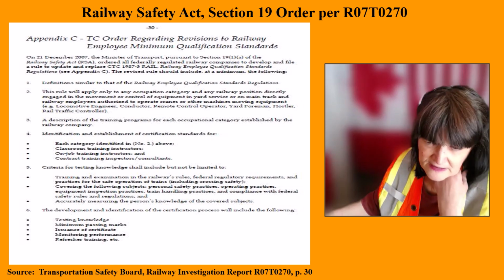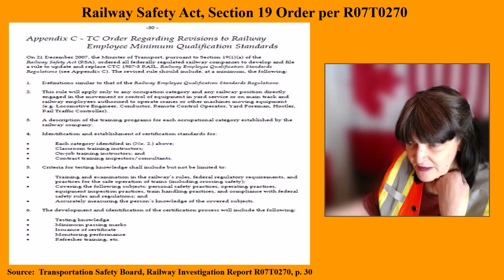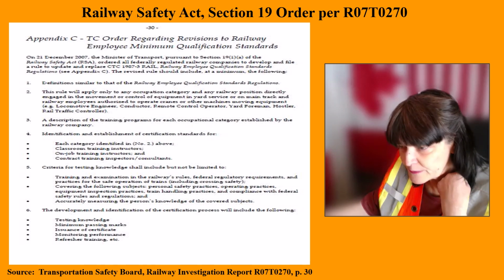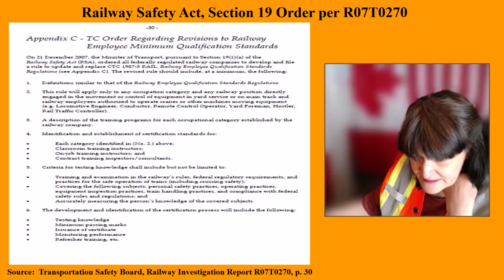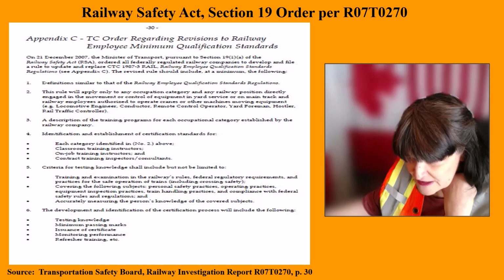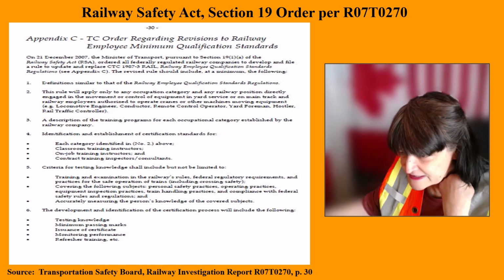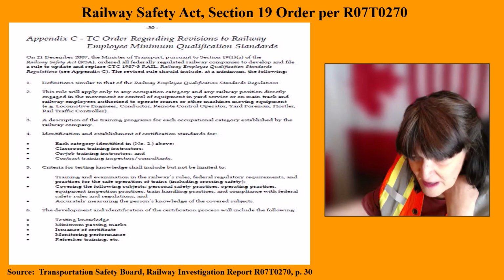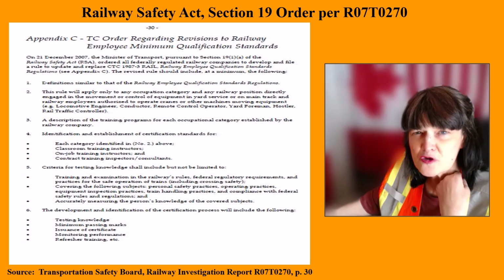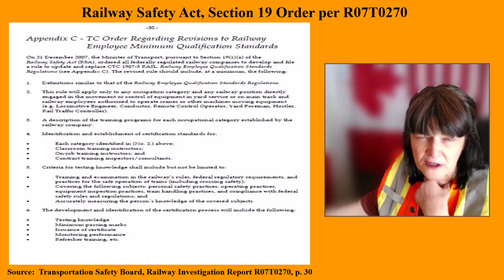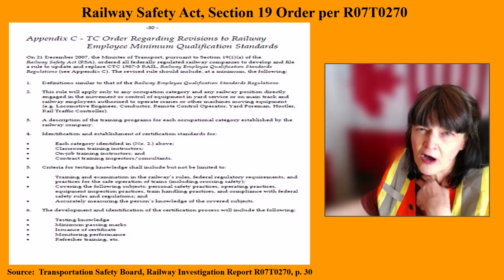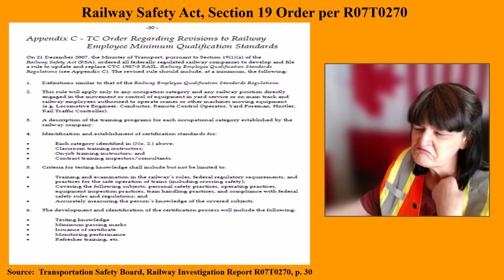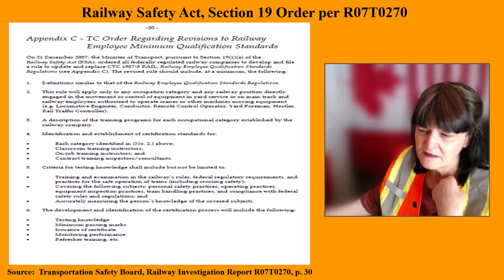And it was supposed to also include criteria for testing knowledge, and it shall include but not be limited to training and examinations in the railway's rules, federal regulatory requirements, and practices for the safe operation of trains, covering the following subjects. So it would have been personal safety practices, operating practices, equipment inspection practices, train handling practices, and compliance with federal safety rules and regulations. That whole issue of compliance with federal safety rules and regulations, that's a huge issue. Where are the compliance audits? Because I requested that from Transport Canada and Employment and Skills Development Canada. Nothing was given to me on audits into these issues.